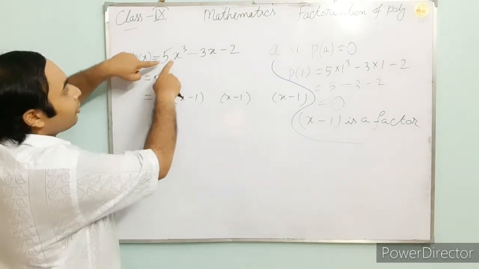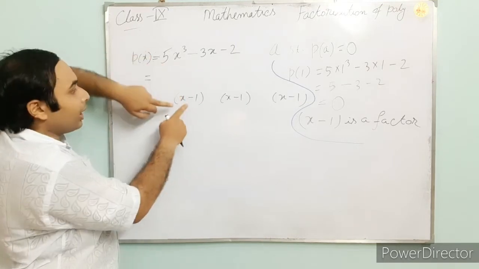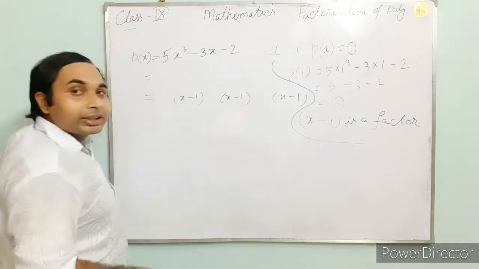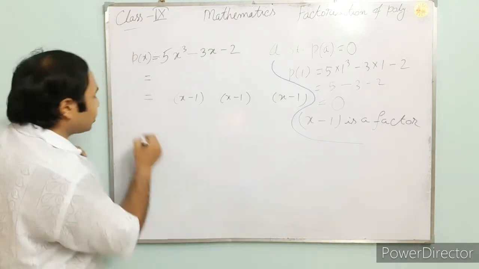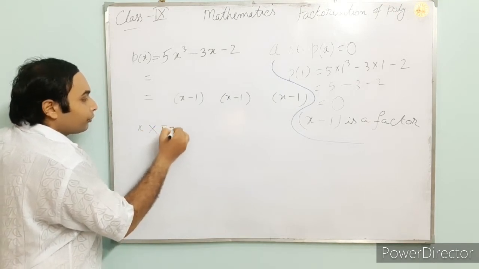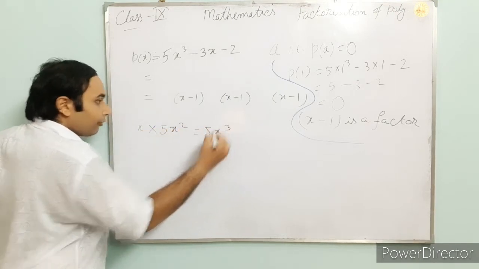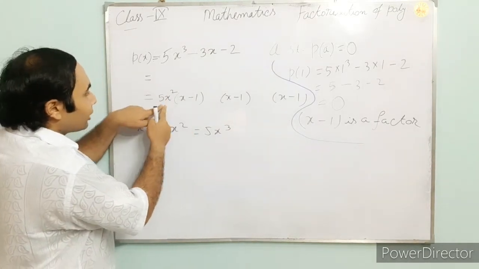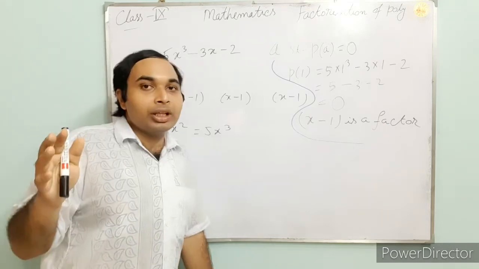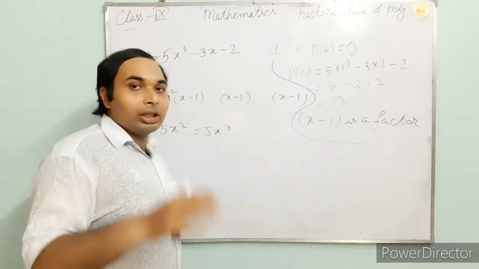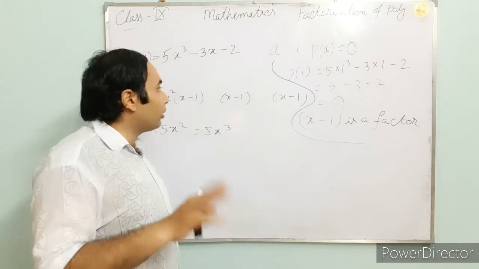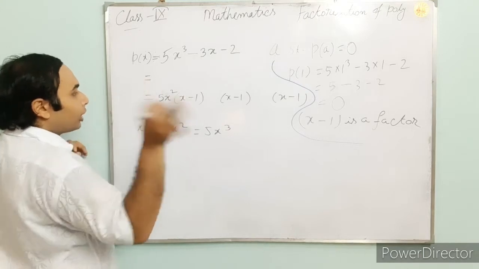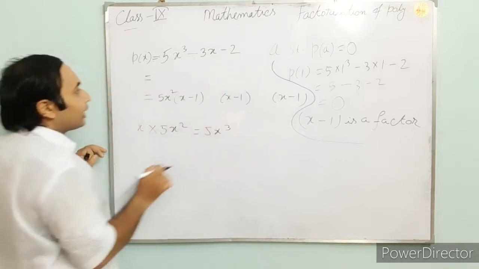Then the first term here is 5x cube, and here the first term is x. So you have to form here 5x cube. For forming 5x cube, we can get x into 5x square. We are getting 5x cube. We have to multiply this first term with 5x square. You know the multiplication of algebraic expressions from class 8, or in class 7 also you have learned that. That will be applied here. So 5x square into x, whatever the products will come, you have to write at the second line.